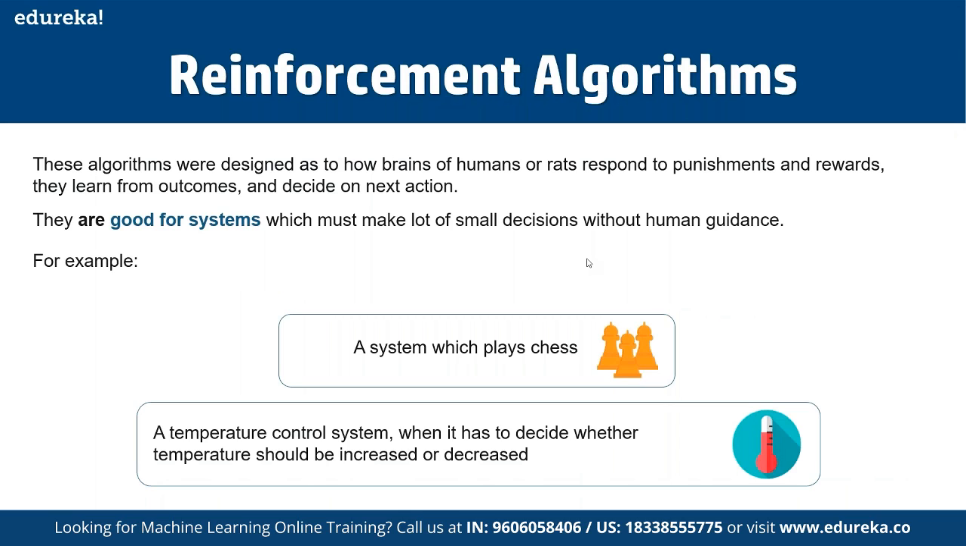Next, we have reinforcement algorithms. These algorithms were designed around how the brains of humans or rats respond to punishment or rewards, just like the example of Pavlov. So these are good for systems which must make a lot of decisions without any human guidance. Let's say when we are playing chess, when we are building a self-driven car, or when a temperature control system has to decide whether the temperature should be increased or decreased as well.